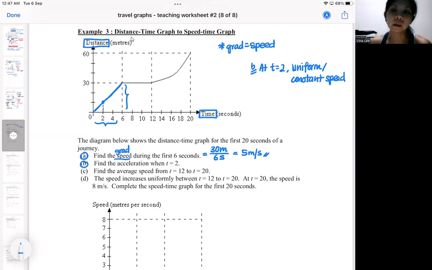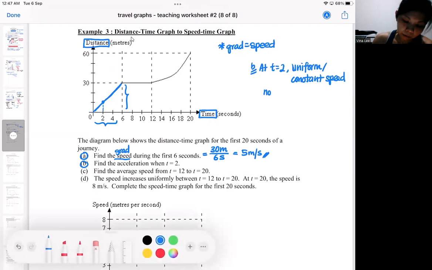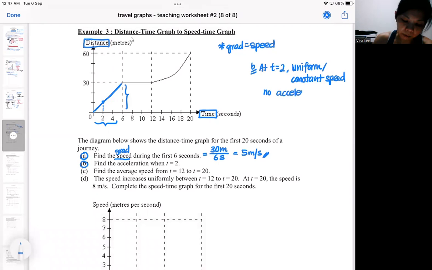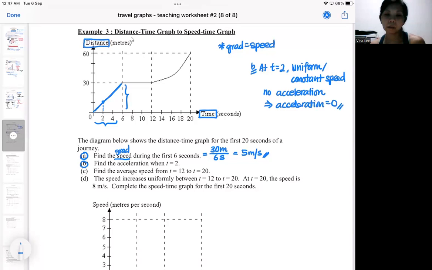In a constant speed, that means they got the same speed throughout. You didn't increase the speed at all. You just maintain at that speed, which in our case is 5 meters per second. So there should be no acceleration. You cannot tell from the graph directly. You got to interpret from the graph. So in this case, the acceleration is 0. There's no acceleration at all.